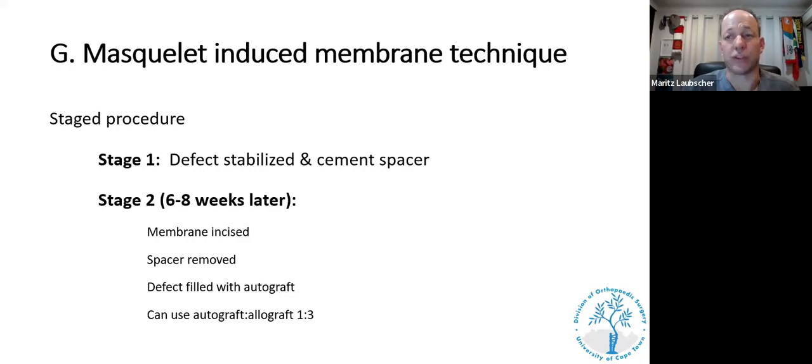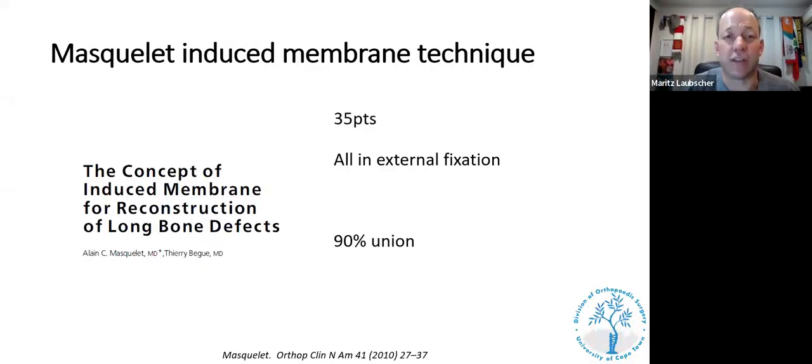But the problem with the Masquelet technique is, firstly, the result is quite unpredictable, and also the time to union is quite unpredictable. So the original Masquelet series had 35 patients, and they achieved a union rate of 90%. Now, initially, this was published in French, and I think a lot of information was lost. So no one's been able to replicate this high success rate from the original series. I think in the original series, they included defects of more than 20 centimeters.